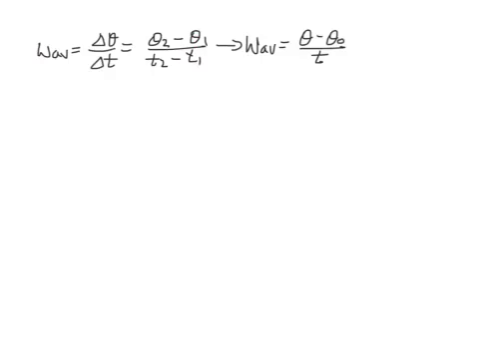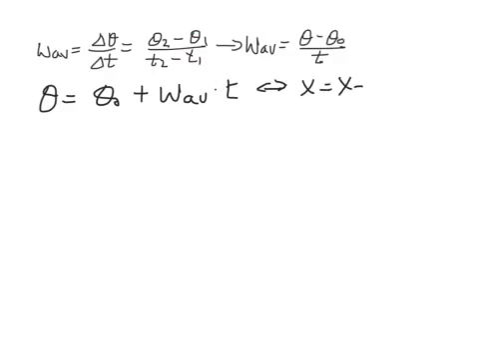And so then we can rewrite this equation as theta is equal to theta naught plus omega average times time. And this looks just like the formula we used for translational motion, that was x equals x naught plus v average times time.